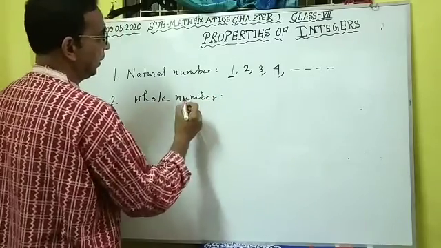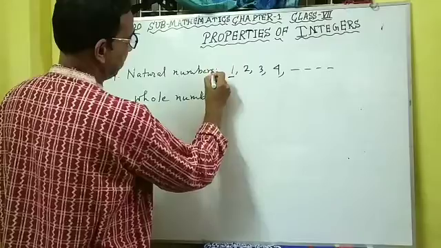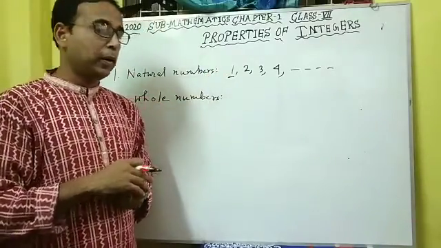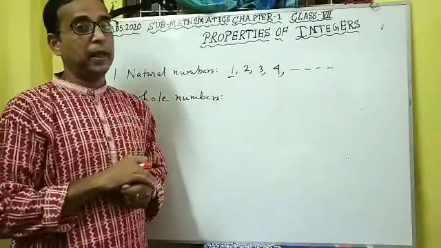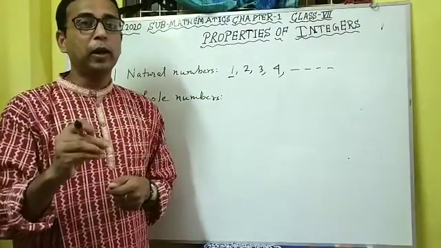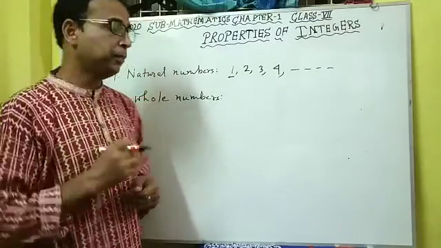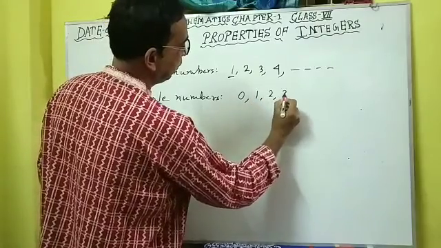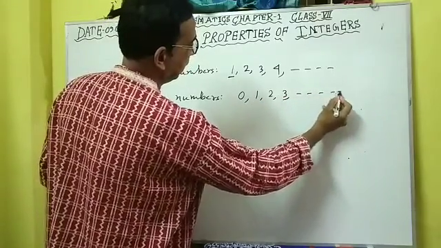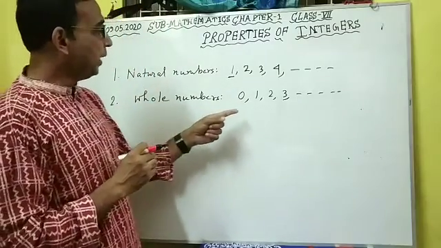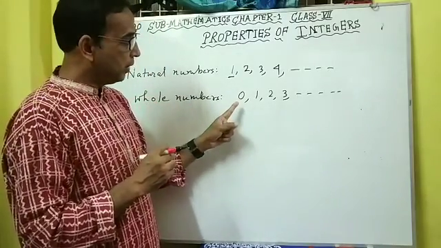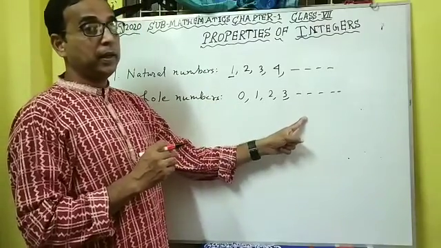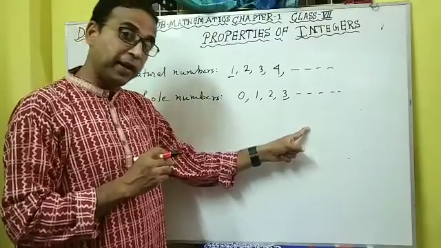Next, whole numbers. What are whole numbers? All the natural numbers along with 0 are called whole numbers. For example, 0, 1, 2, 3 and so on. Among the whole numbers, 0 is the smallest whole number, but the greatest whole number is infinite.